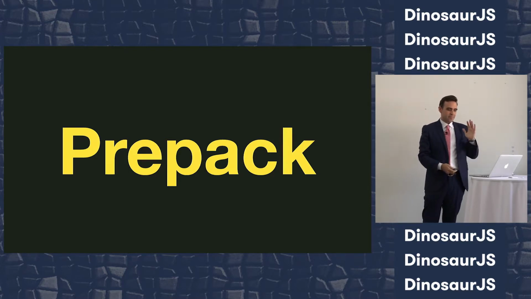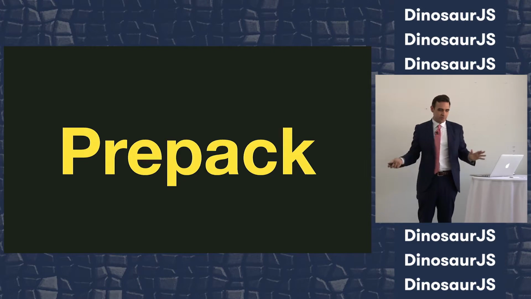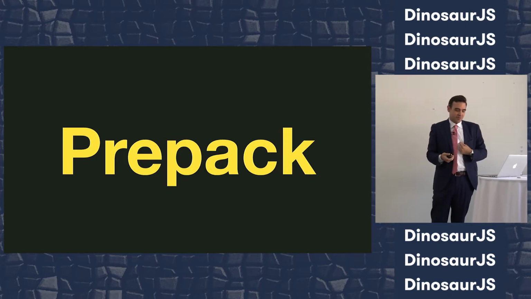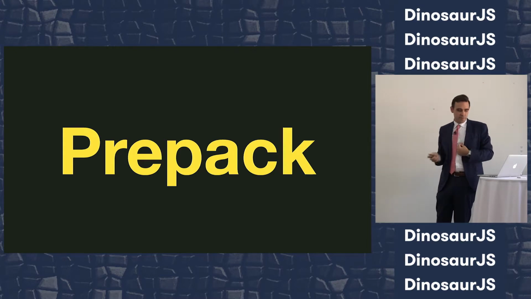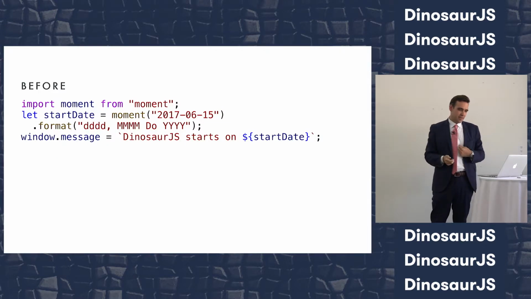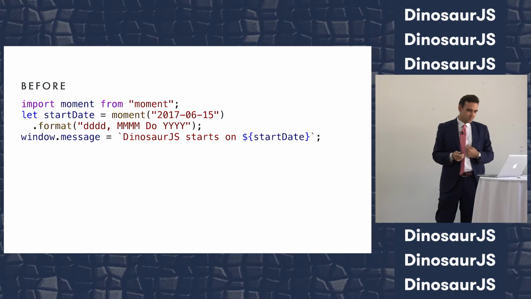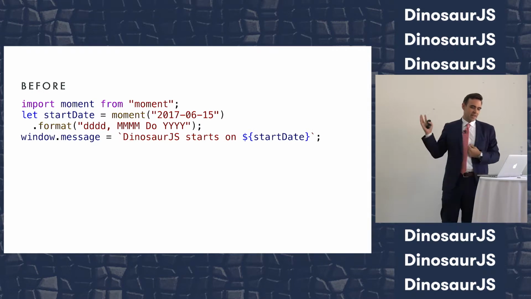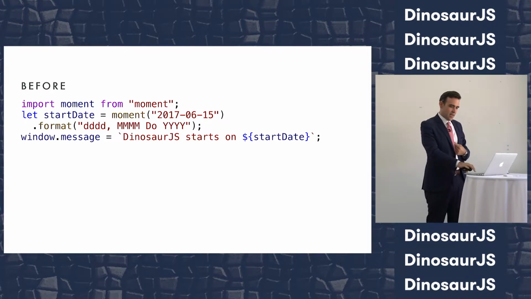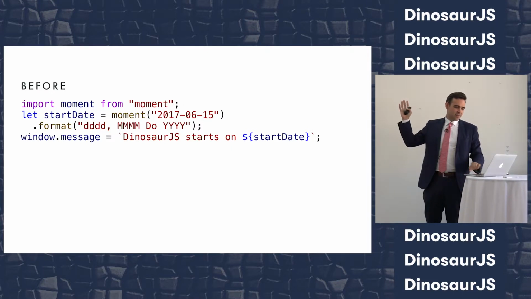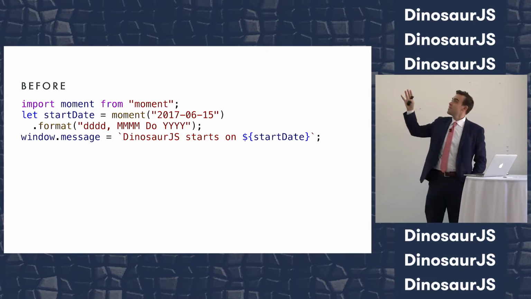And understanding Prepack is a talk unto itself, and I personally am still trying to understand how the heck it works. But let's look at a few examples of what I mean by reverse engineering a simpler version. So imagine we're writing a library that prints the start date for DinosaurJS. And I create a new moment object, and I format it, and then I use that date in a string.